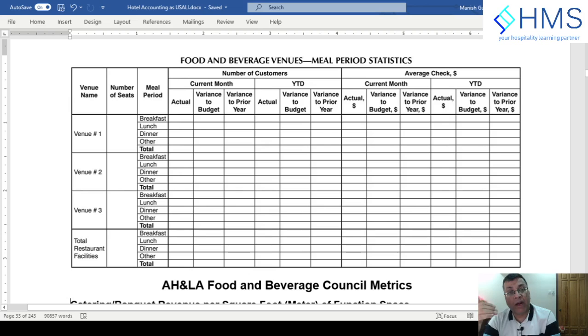It may be by outlet, so you may just consolidate into one Excel. The statistics which you see on the screen will help the departmental manager or the general manager understand which venue is busier during breakfast, lunch, or dinner, how many guests are there, and how much they are spending, in order to maximize the revenue for these venues.